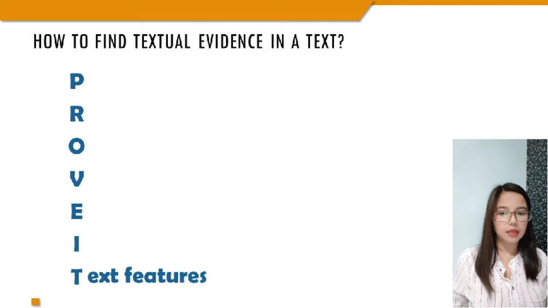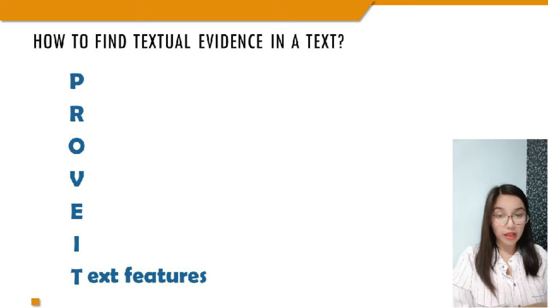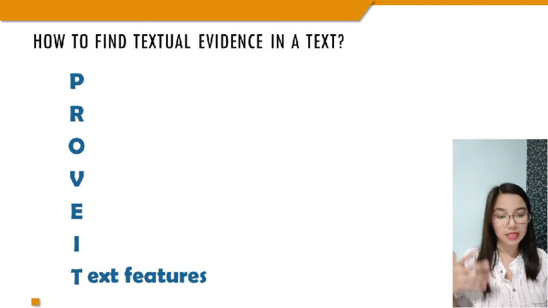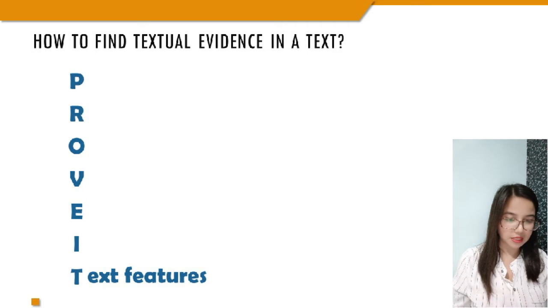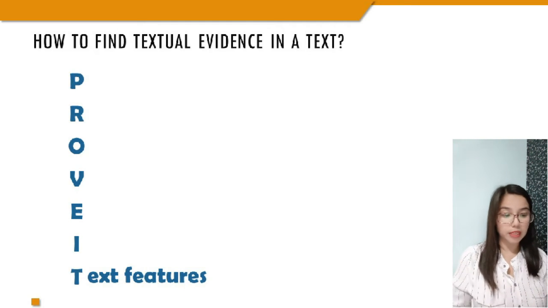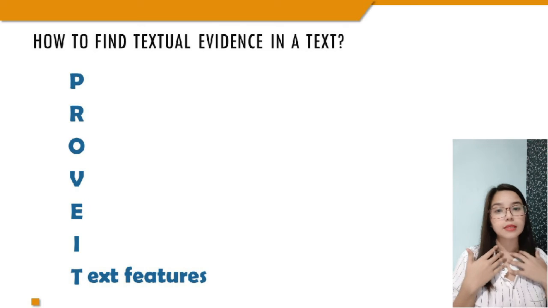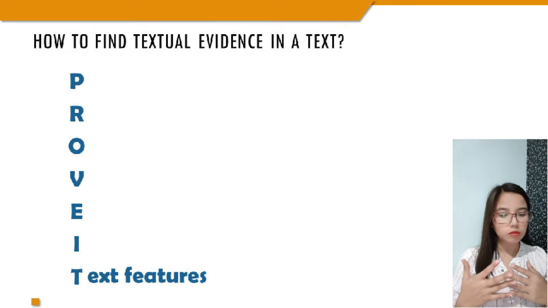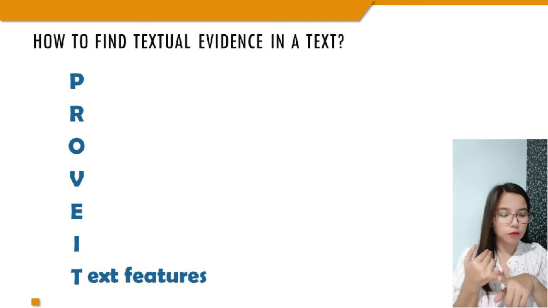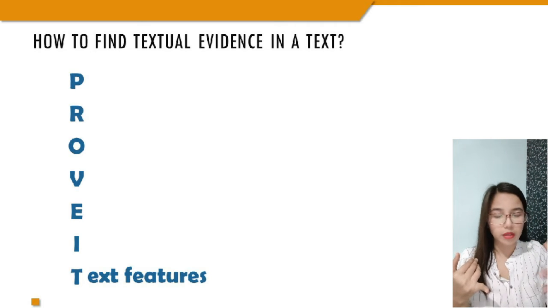And lastly, we can find textual evidences in text features. Text features are specific parts of the text that can help a reader better understand the text. They highlight important information that a reader needs to achieve comprehension. So text features include, but are not limited to, the title. Of course, when you see the title, that can help you right away.